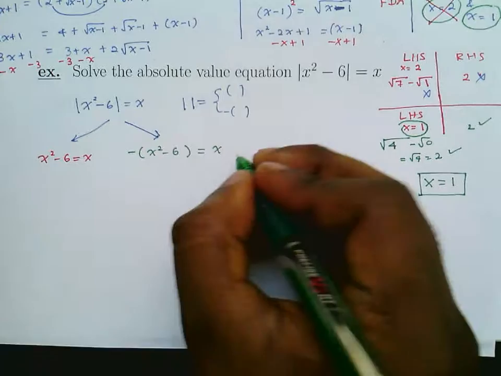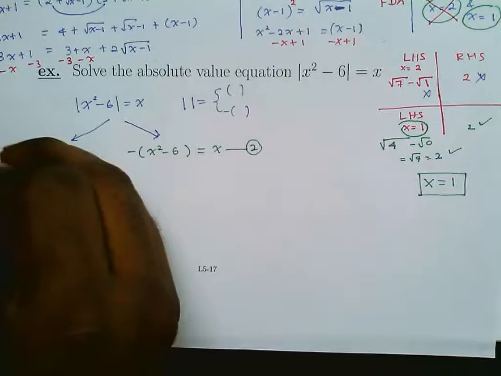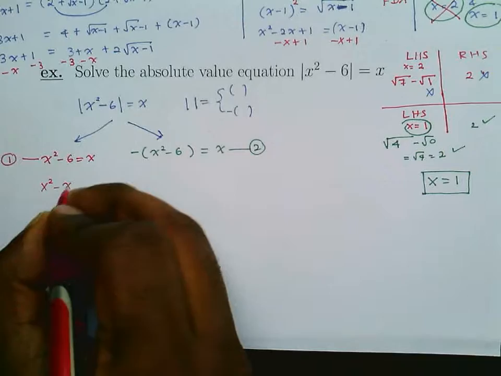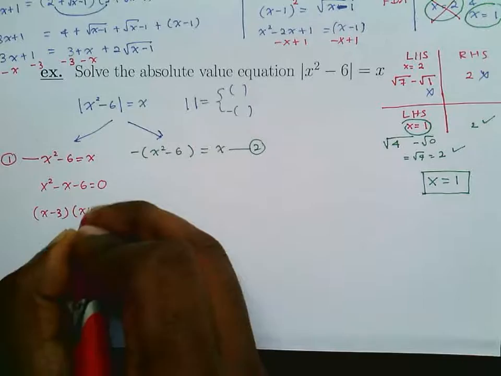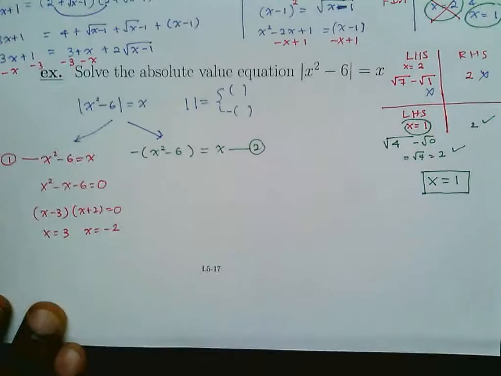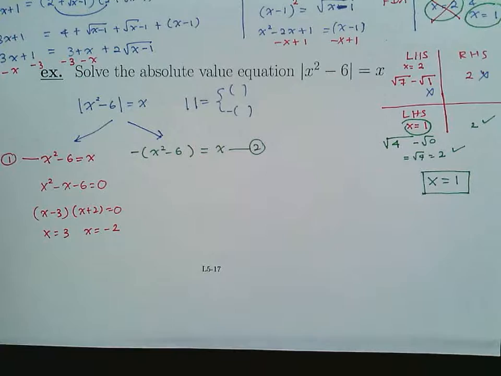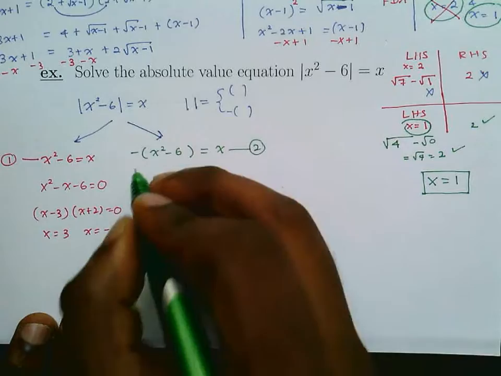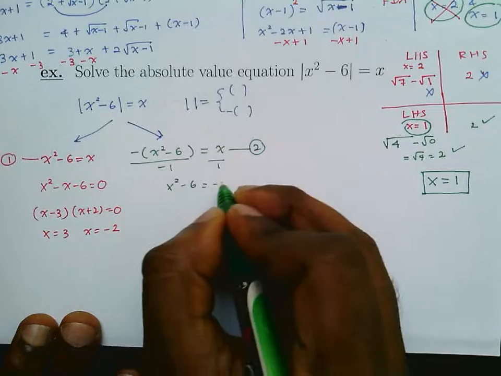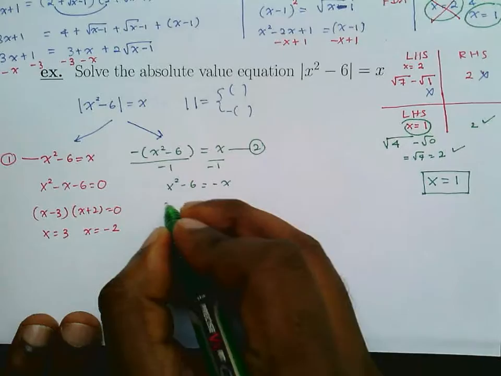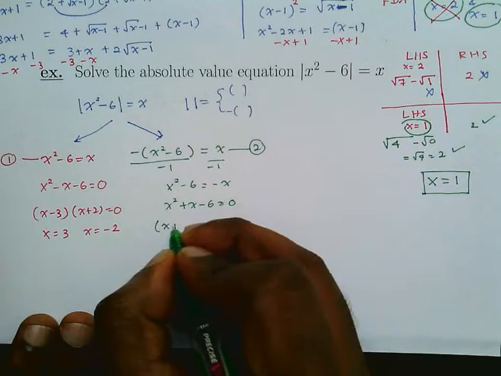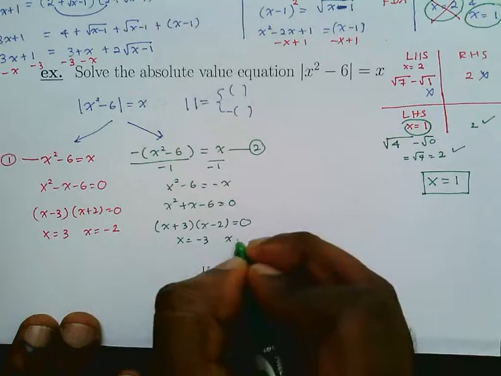So you have equation number 2 and equation number 1. So let's solve equation number 1. So x squared minus x minus 6 is equal to 0, x minus 3, x plus 2 is equal to 0, so x equals 3 and x equals negative 2. Okay, and I just factored without noticing it. So right here you can divide both sides by negative 1, so you get x squared minus 6 is equal to negative x. And that would be x squared plus x minus 6 equals 0, and that factors as x plus 3, x minus 2, is equal to 0, x equals negative 3, and x equals plus 2.